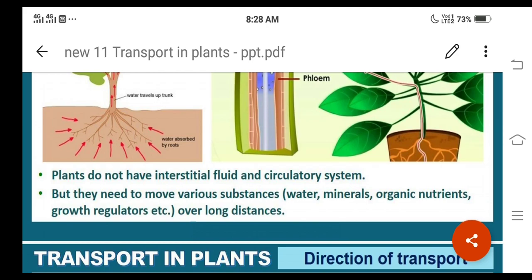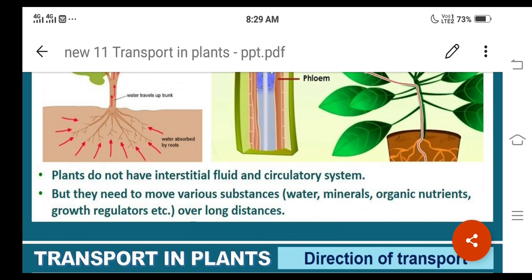Plants do not have interstitial fluid and a circulatory system like that of animals, but even then they need to move various substances over long distances. Various substances means what here? It may be water, minerals, organic nutrients, and growth regulators or growth hormones, etc.